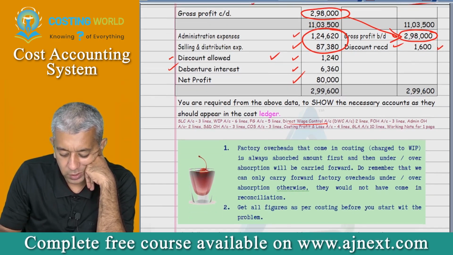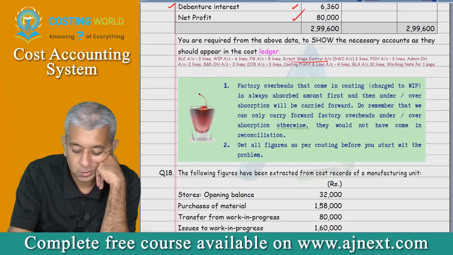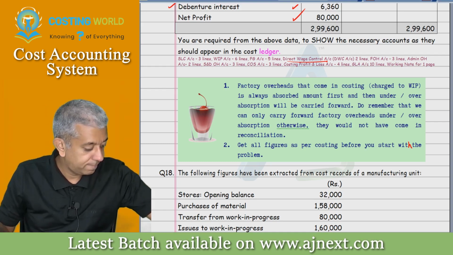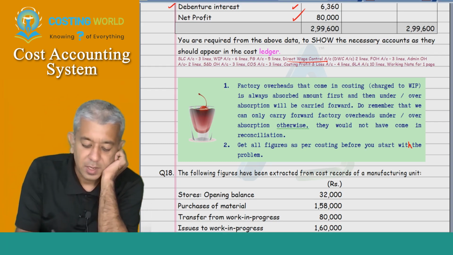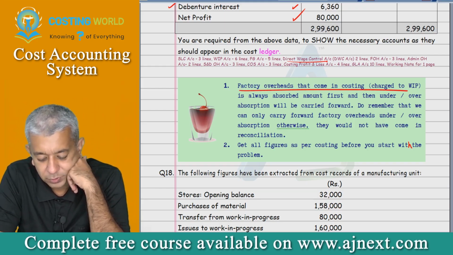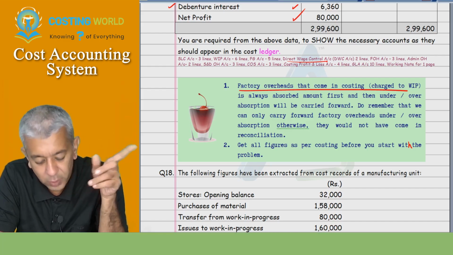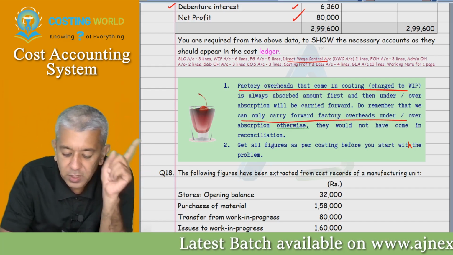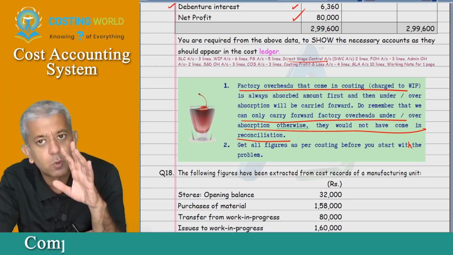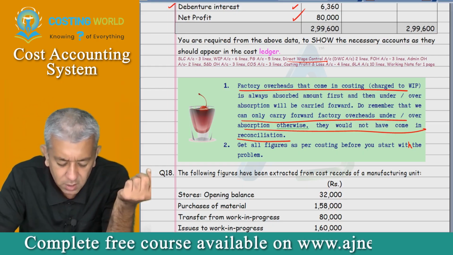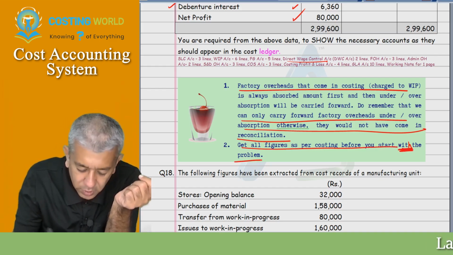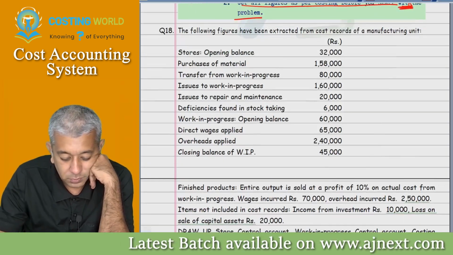Now, what I have written over here, listen: factory overheads that come in costing, that is charged to WIP, is always absorbed amount first, and then under and over absorption will be carried forward. Do remember that we can only carry forward factory overheads under and over absorption, otherwise they would not have come in RICO. So if they have come in RICO, it means we must be carrying forward. And get all the figures as per costing before you start with the problem.